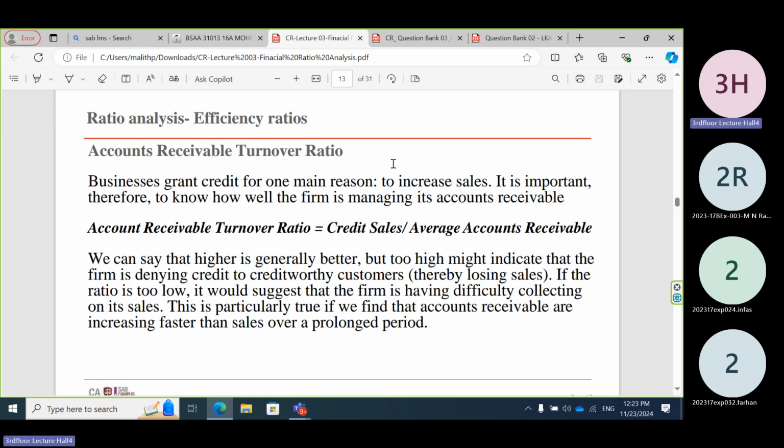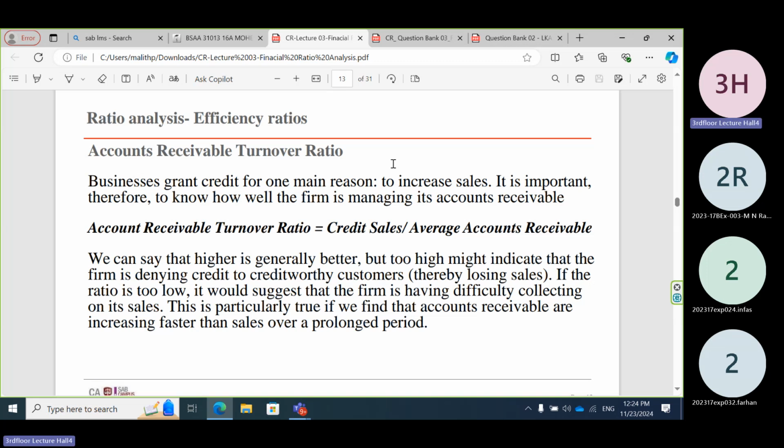We are purchasing on credit basis. We are keeping inventory. We are selling to debtor. Debtor will take some time to settle cash. That cash will be collected. That will be given to creditors. Again, we are buying. That's kind of a circle. We have 365 days. Within this 365 days, how many cycles we had?